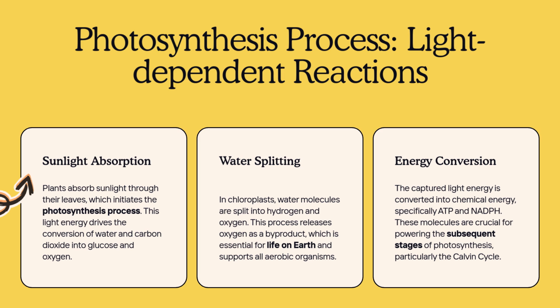Step 4: energy is stored for the next stage. The ATP and NADPH made in the light-dependent reactions are used in the next stage of photosynthesis, called the Calvin cycle, the light-independent reactions. They help convert carbon dioxide into glucose, which is the food for the plant.